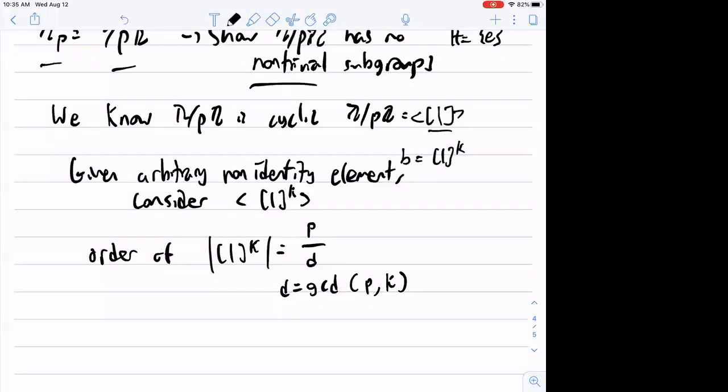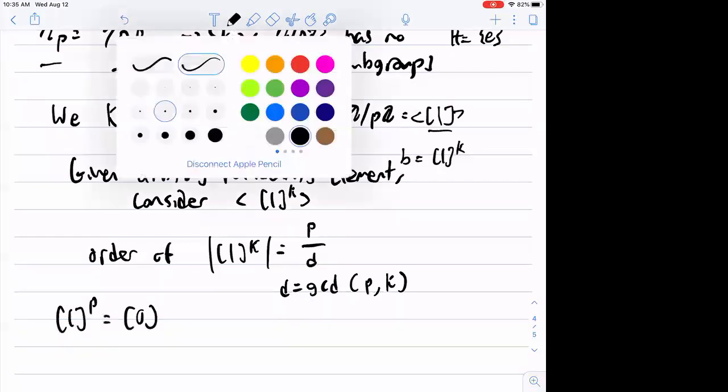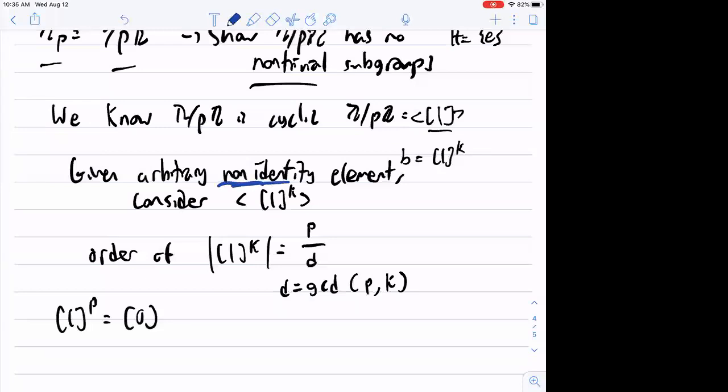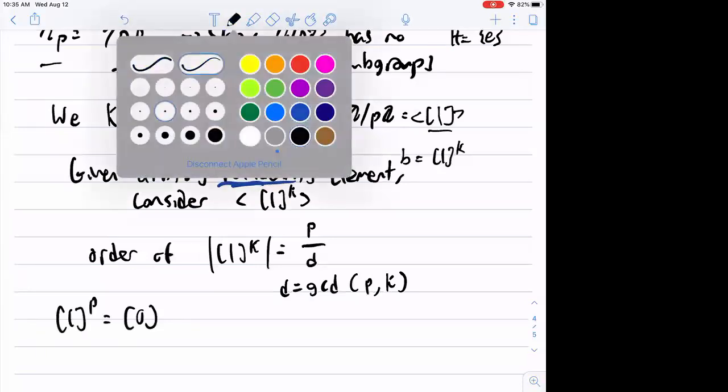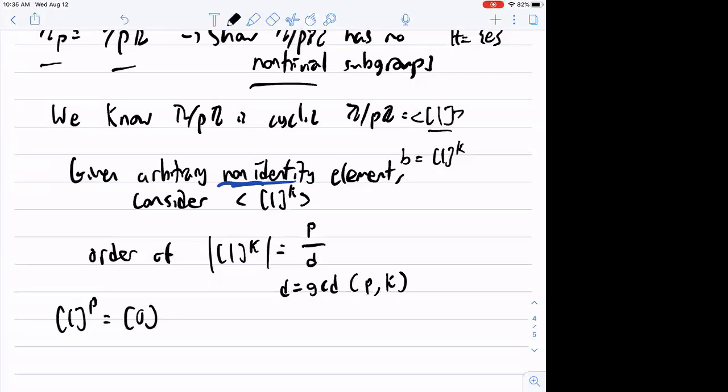It would mean P divides K, right? But what is 1 to the P? This is 0, right? Agree? But we said non-identity. So you see, it has to be 1. Agree? So, to be pedantic, it has to be 1, right? So in other words, this has order P.